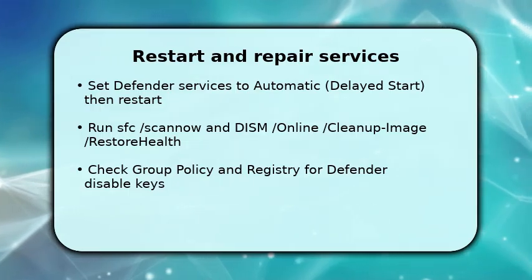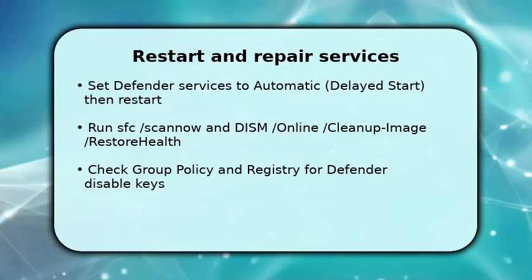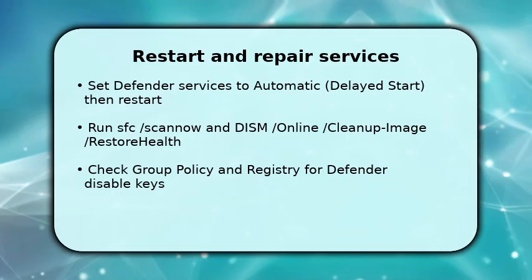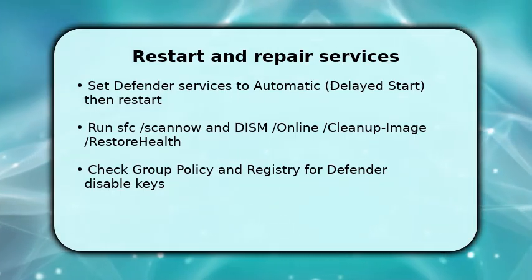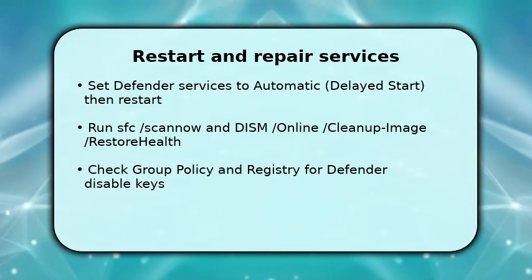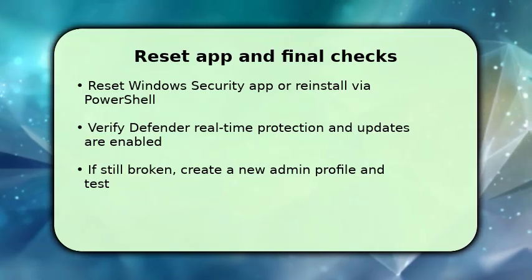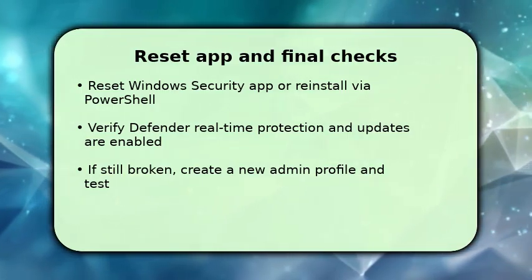Then inspect group policy, gpedit.msc, and the registry for any policies or keys that disable Defender, remove those entries if present. Once cleaned, reboot because these repairs frequently require a restart to finally reset the Windows Security app from settings or reinstall it with PowerShell using Get-AppxPackage and Add-AppxPackage to restore the package.